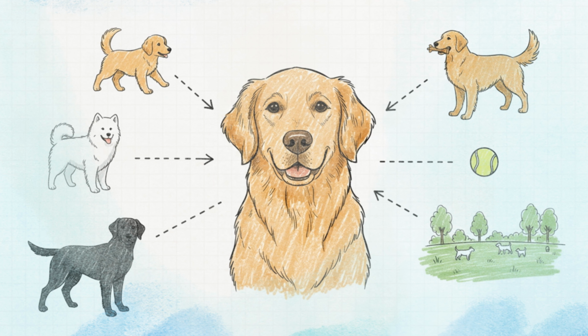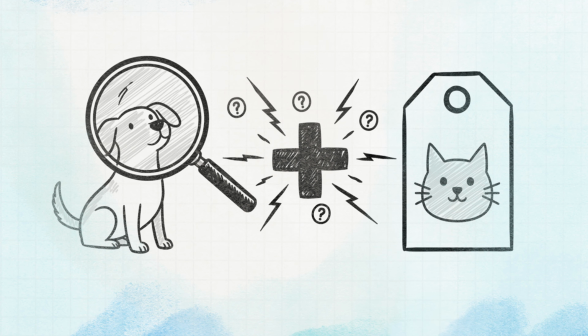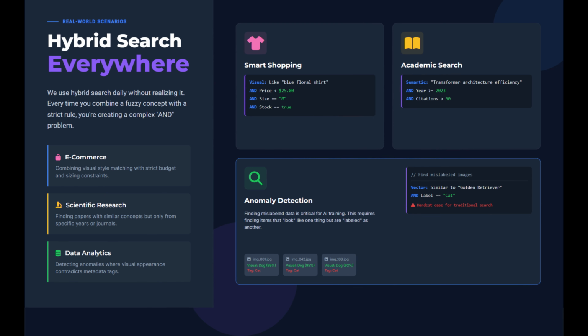a very specific rule. The research paper gives a clean example. Find an image that looks like a dog but has the metadata tag cat. This kind of task is incredibly common when trying to detect mislabeled data, and the moment you introduce that AND, things get complicated very quickly.